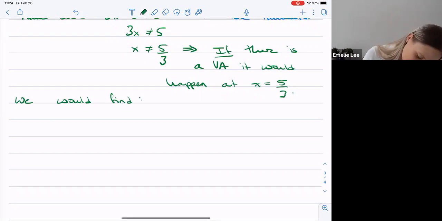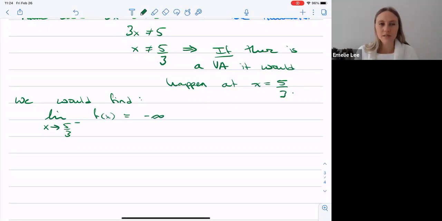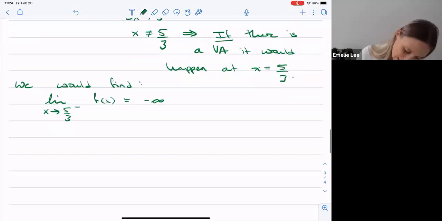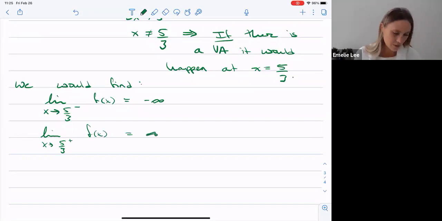So we would find that the limit as x goes to 5 over 3 from the left of f of x, I'm just going to shorthand here, is negative infinity, right? So it's kind of dropping down at 5 over 3. And the limit as x goes to 5 over 3 from the right of f of x turns out to be positive infinity.